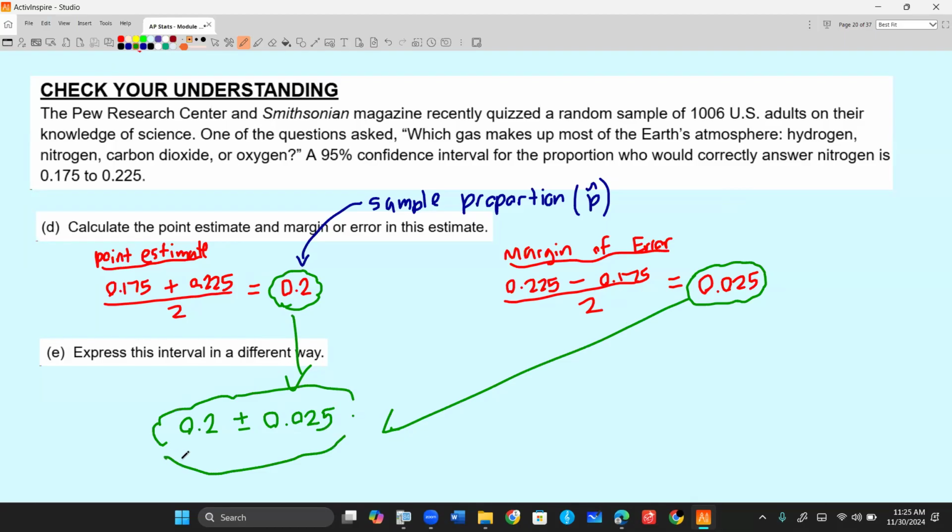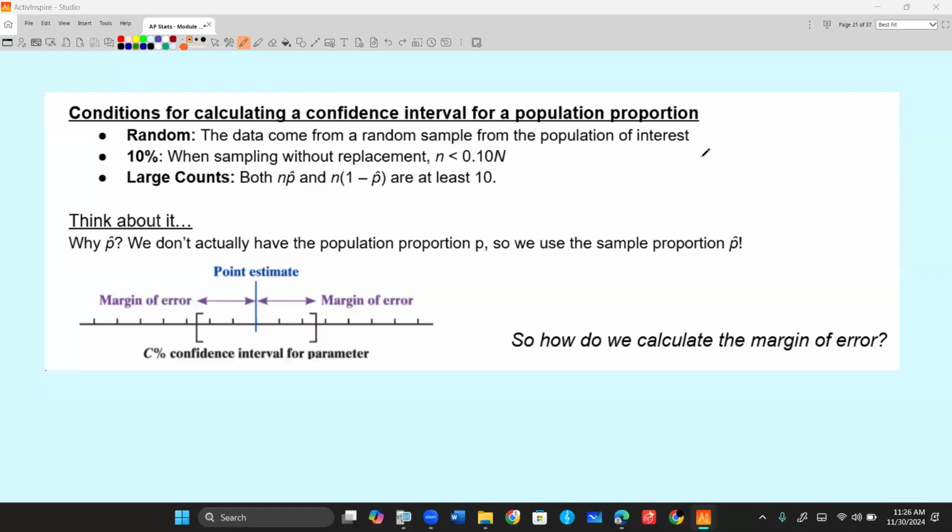And that concludes this portion of the video. I'm going to split this up over 2 videos. So the next video is going to talk about what conditions are required for calculating a confidence interval for a proportion, specifically what that point estimate and margin of error look like in terms of when we collect the data and how to calculate those. So we'll conclude that in the next video.